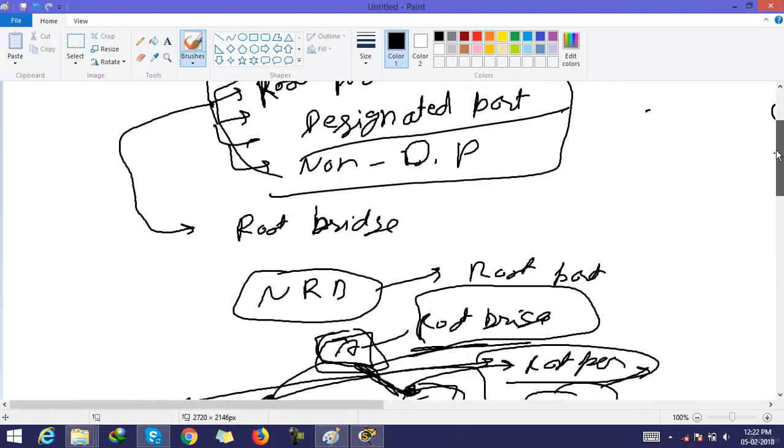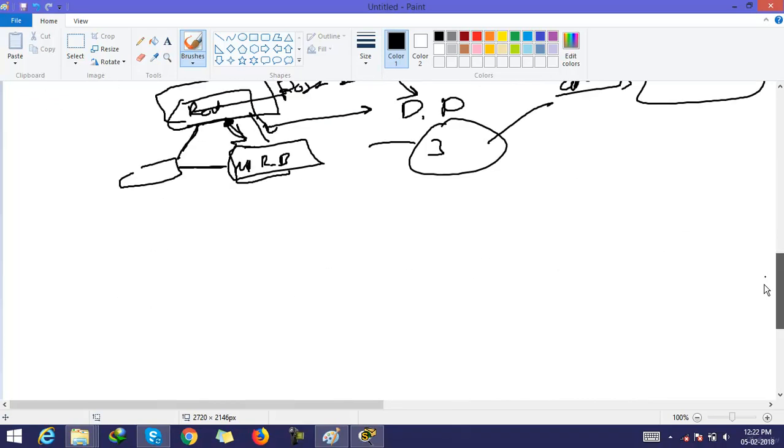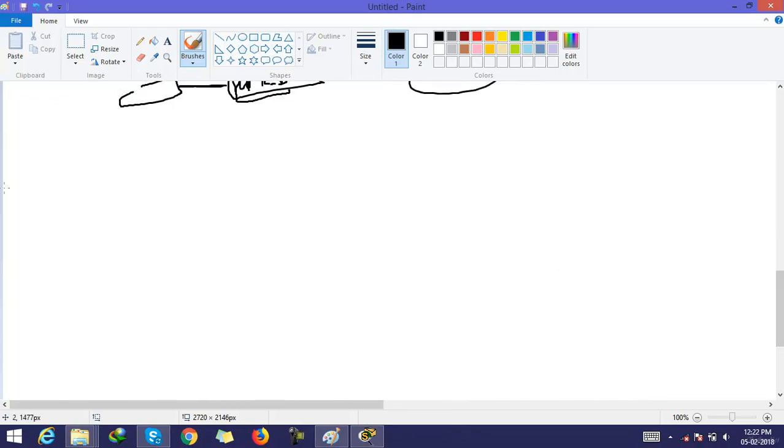The third one is non-designated port. A non-designated port is one with a higher cost than the designated port. These are basically the ones left over after the root ports and designated ports have been determined. Non-designated ports are put in blocking or discarding mode. They are also called blocked ports.